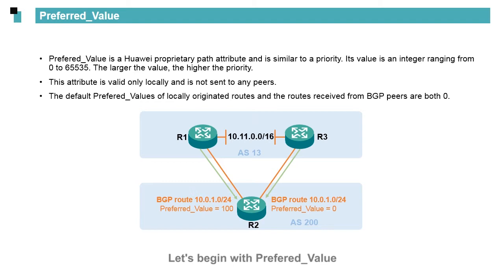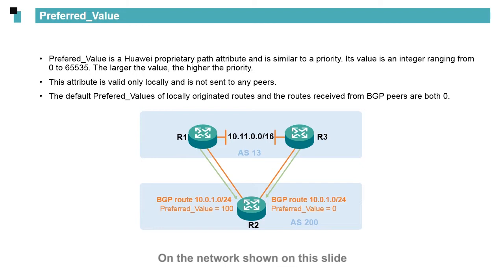Let's begin with preferred value. Preferred value is a Huawei proprietary path attribute and is similar to a priority. Its value is an integer ranging from 0 to 65,535. The default value is 0. The larger the value, the higher the priority. This attribute is valid only locally and is not sent to any peers.